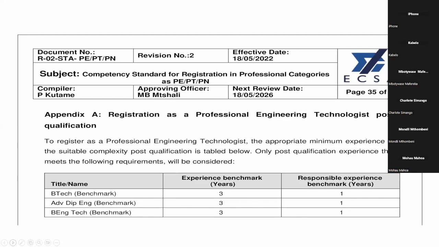Okay, next page. Chris, I think we just need to mention that the BTech is phased out. Although it's still accepted by ECSA as a benchmark qualification, you cannot enroll for a BTech anymore. You must either do the advanced diploma in engineering or the BEng Tech. Those are the 2 qualifications that you can actually do at the moment at the University of Technology.